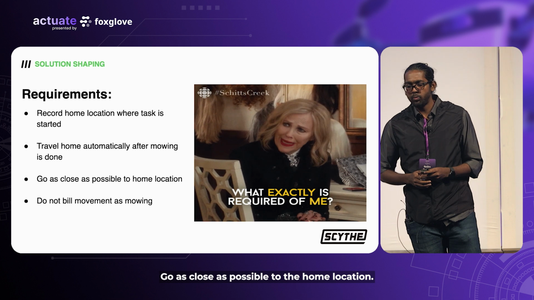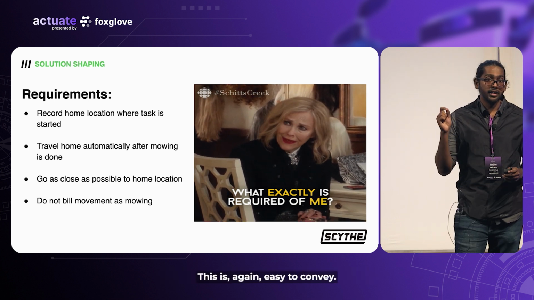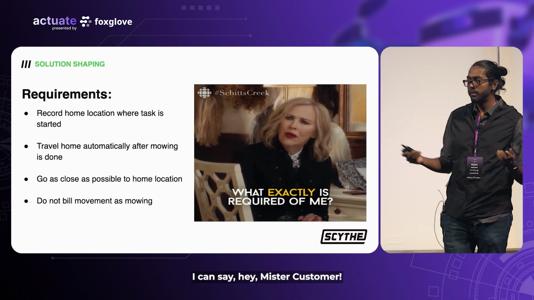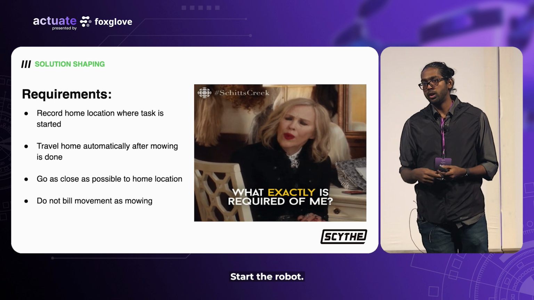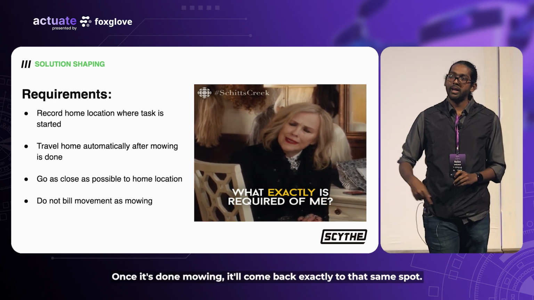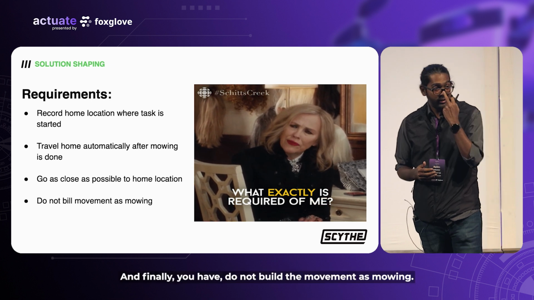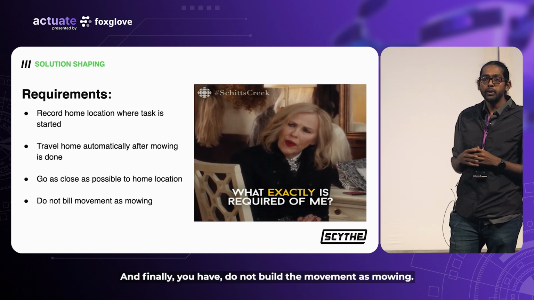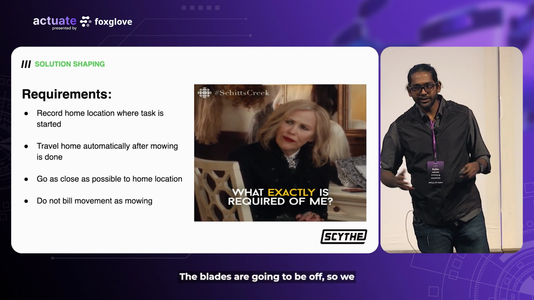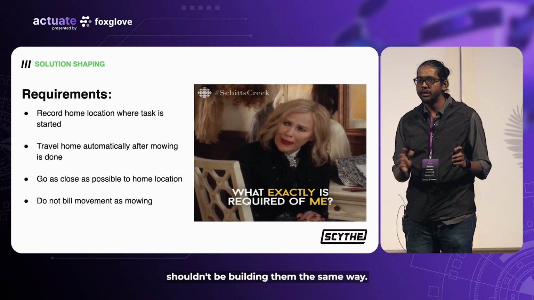Go as close as possible to the home location. This is, again, easy to convey. I can say, hey, Mr. Customer, start the robot. Once it's done mowing, it'll come back exactly to that same spot. Easy to convey, right? And finally, you have do not bill the movement as mowing. The blades are going to be off, so we shouldn't be billing them the same way.